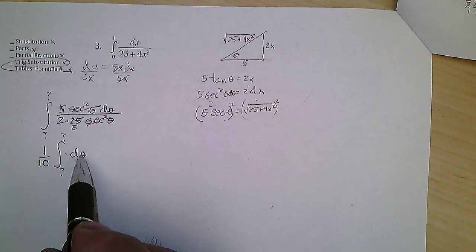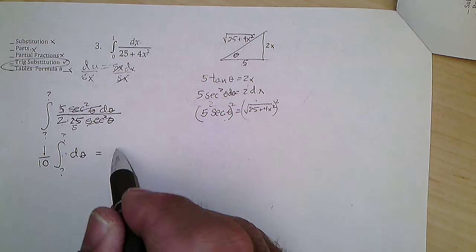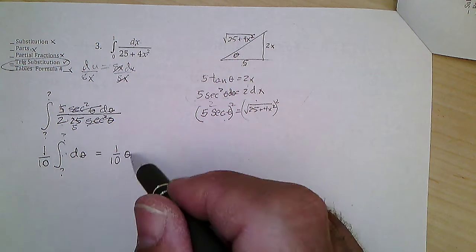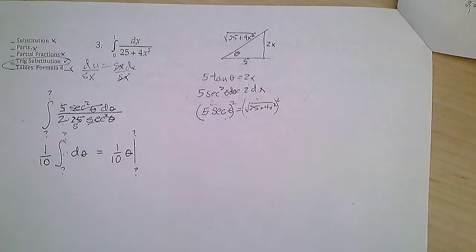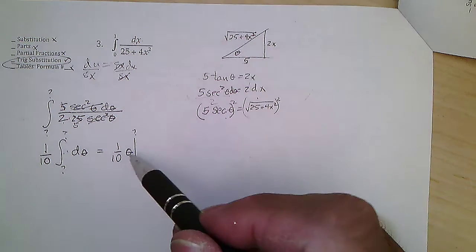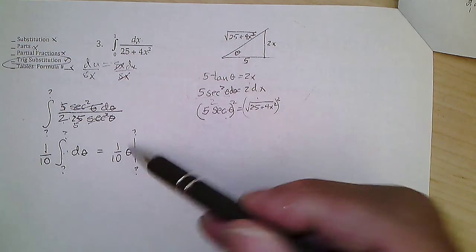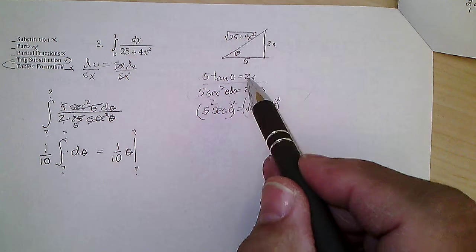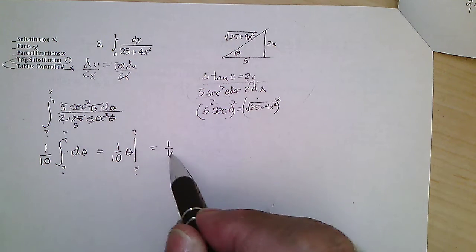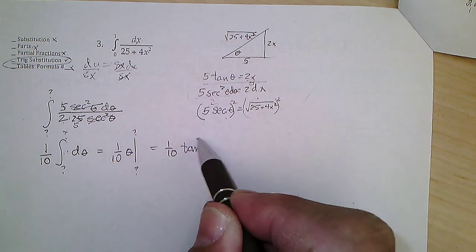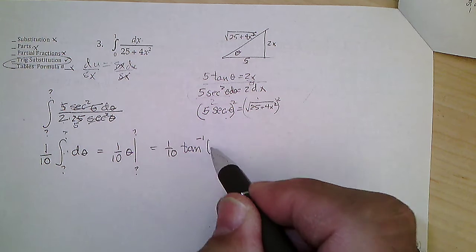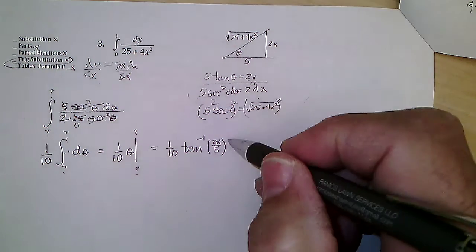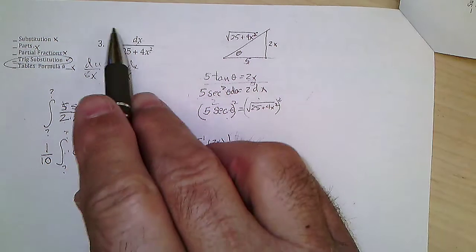And when you integrate it with respect to theta, you get 1/10 theta. And since this is a definite integral, we'll put that. Now, I didn't change the limit, so let's just go back and figure out what theta is. Let's see. To solve for theta, I'd have to divide by 5 and take the tangent inverse. So it'll be 1/10 tangent inverse of 2x over 5. And now I can say evaluated from 0 to 1.